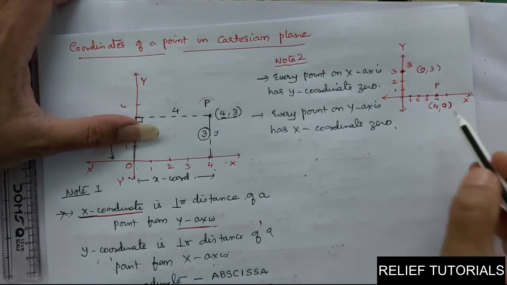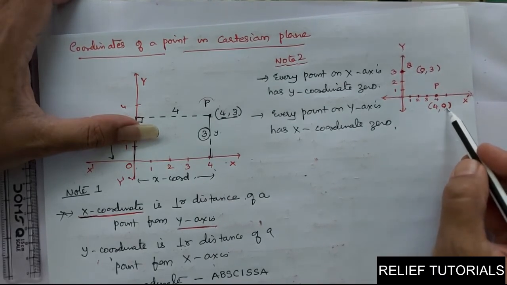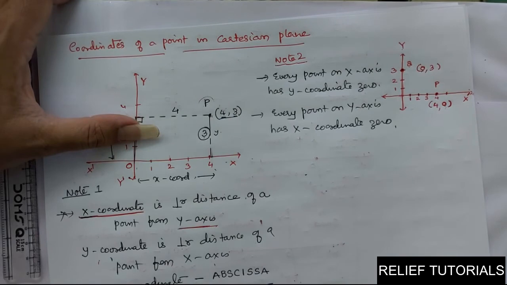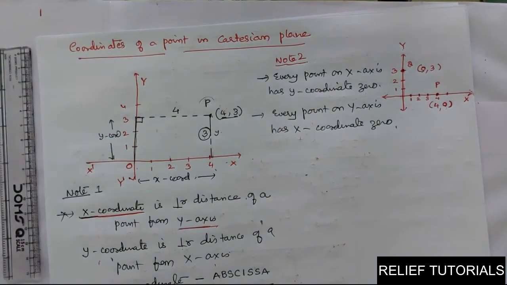If I say there is a point whose y coordinate is 0, then the point is on the x-axis. Vice versa also. So this is not true otherwise. Clear?